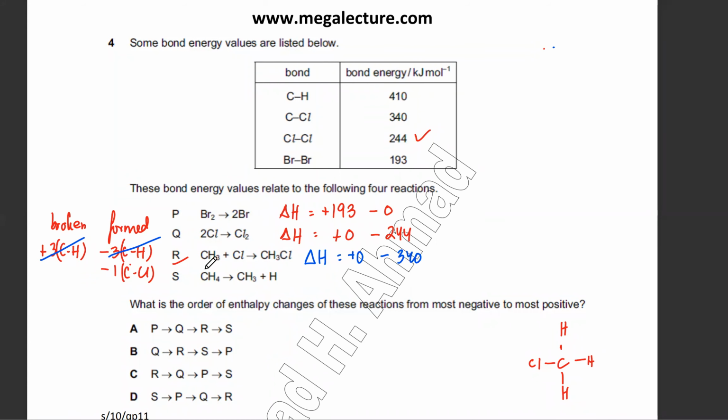Up here, last one. The last one is you're breaking a C–H bond. So the enthalpy change is you're just breaking a C–H bond. That value is plus 410. Anyways, you've got these values and you just have to arrange them in the right order.